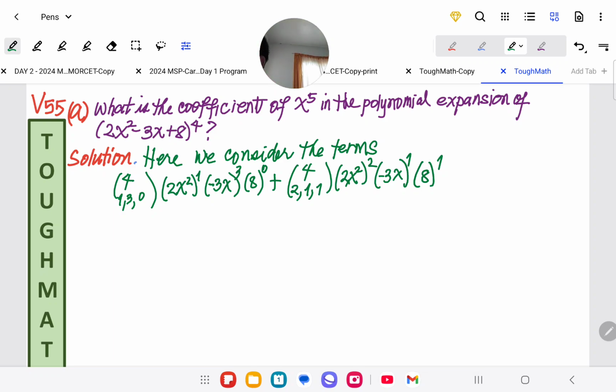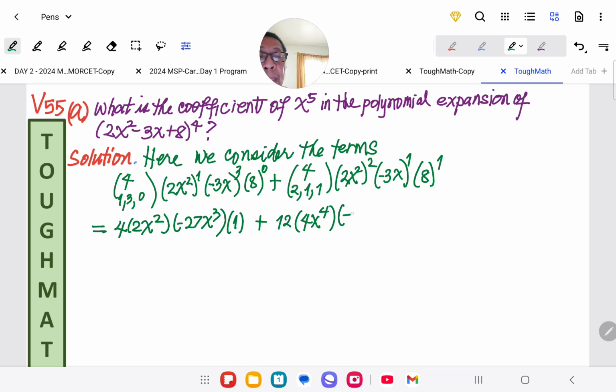And so you have this is equal to 4 times 2x squared times negative 27x cubed, and then times 1, because a to the 0 is 1, plus 4 taken 2 is 12 times 4x to the fourth times negative 3x times 8, and this gives us negative 216 x to the fifth.